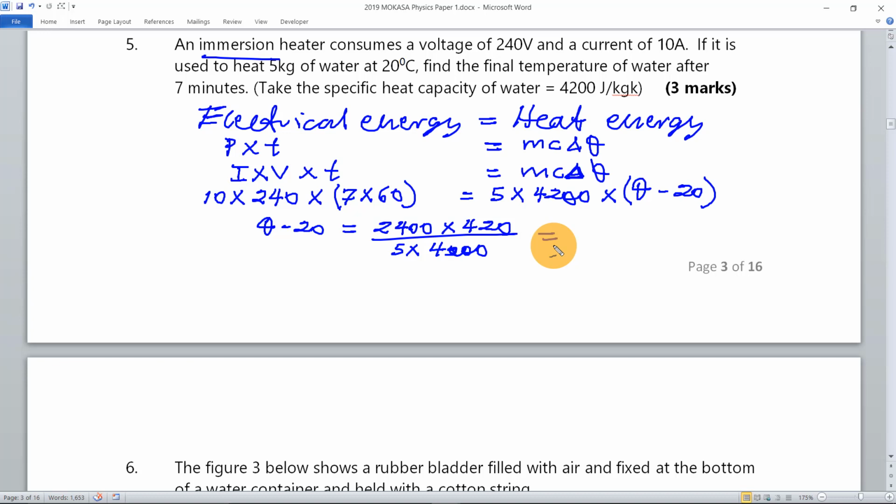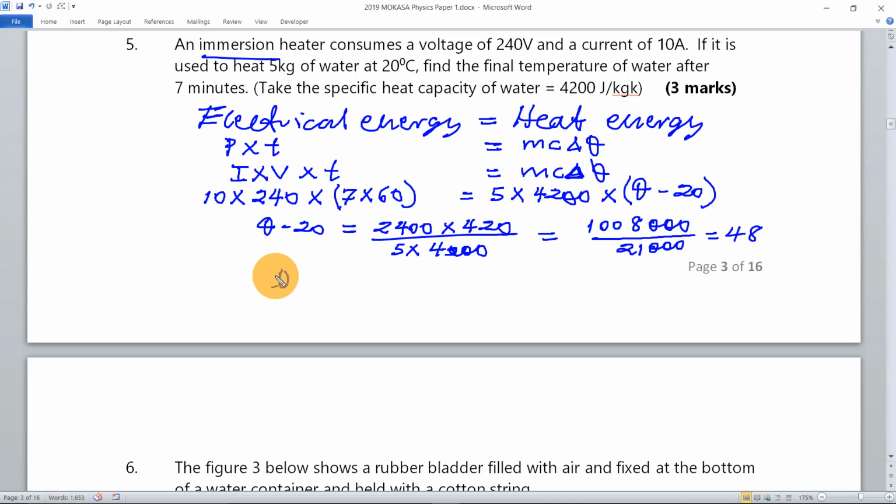2,400 times 420 will give me 1,008,000, divide by 5 times 4,200. This will be 21,000. So I have 1,008,000 divide by the answer. We are going to get 48. So theta minus 20 is equal to 48.